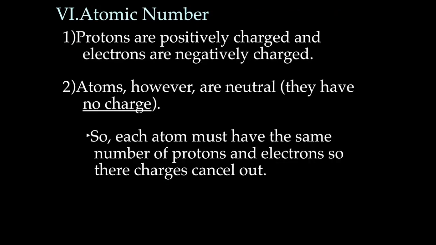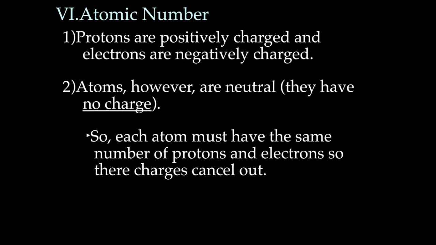All right, on to the atomic number. As we just discussed, protons have a positive charge, electrons have a negative charge, and neutrons are neutral. So for right now, we're going to be talking about charges, we're going to ignore the neutrons. We'll talk about the protons and the electrons. So here's the deal. Protons are positively charged, electrons are negatively charged. Atoms, however, are neutral. They have no charge.